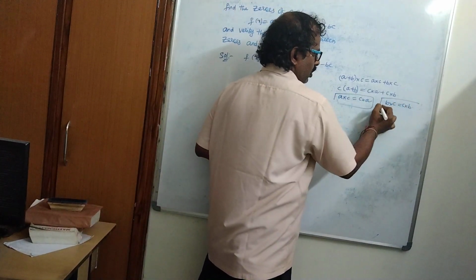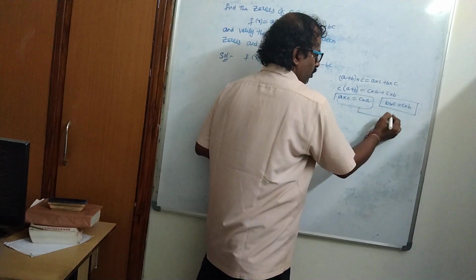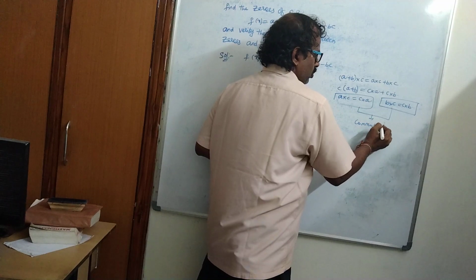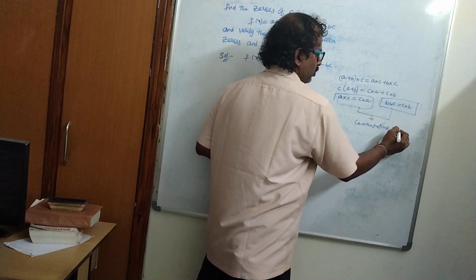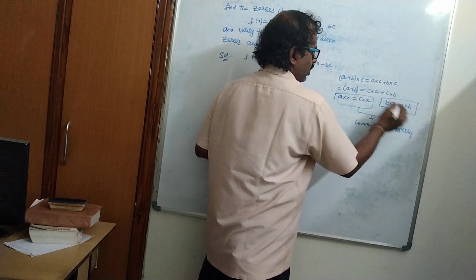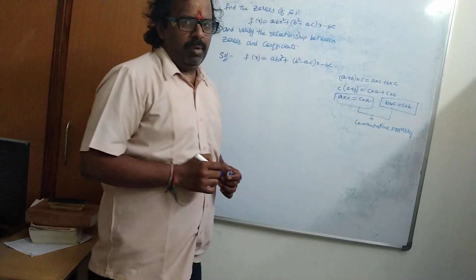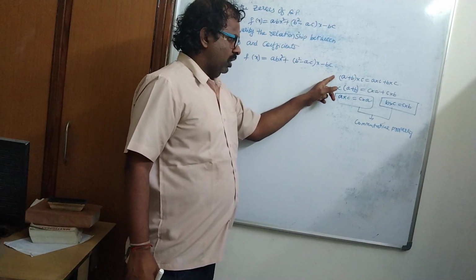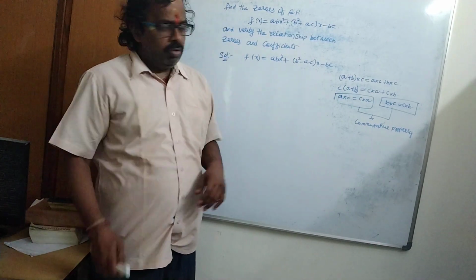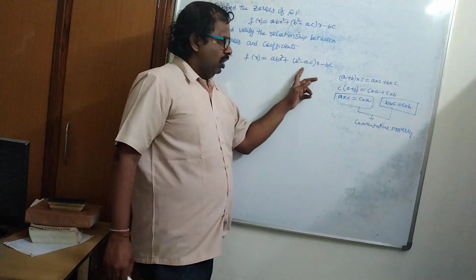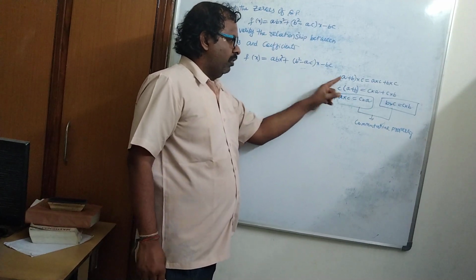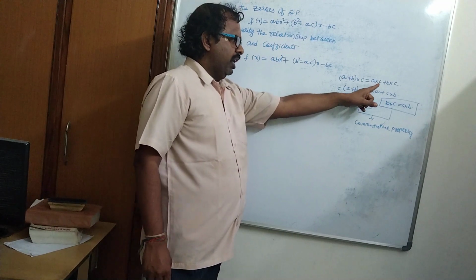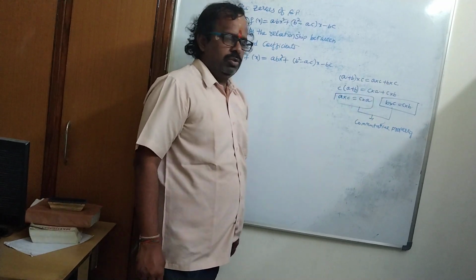These both combinedly we call the commutative property, and this we call the distributive property. Now we are going to apply this method in the middle term, because the middle term is of this form, a plus b into c, and we will be getting a into c plus b into c.